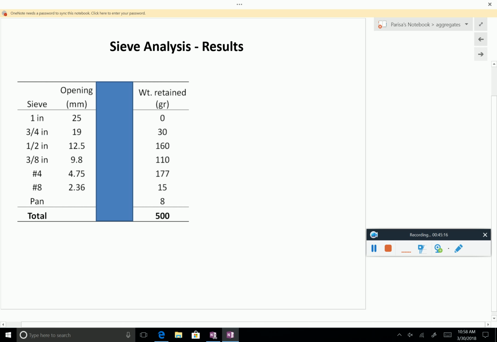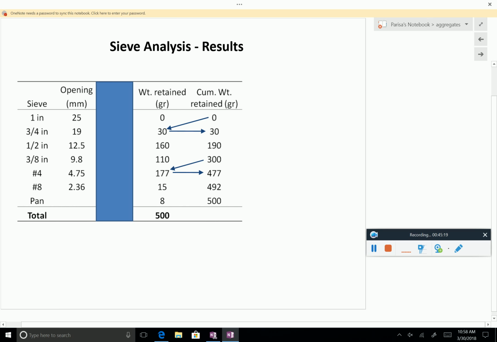So you need to set up a table. Typically this is how I would do it. Your start is cumulative weight retained, which is nothing else but you say, okay, the first one is 0, the second one is 30, but for the other ones, you sum up all the sieves above it. So if you didn't have those sieves, everything else would be depending on that. This is something that I want you to do on your own, and we don't have time.